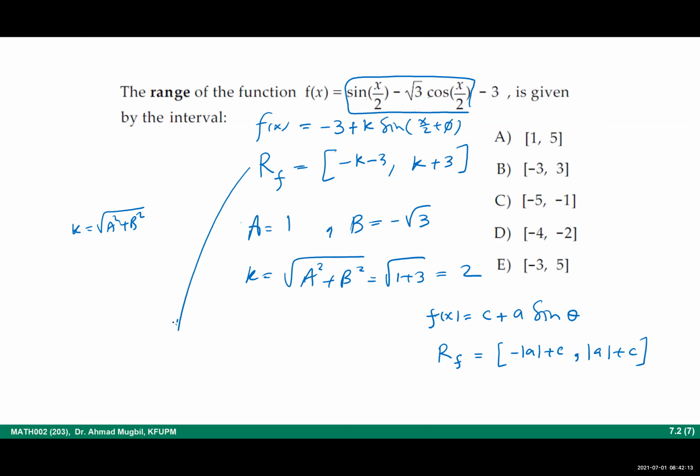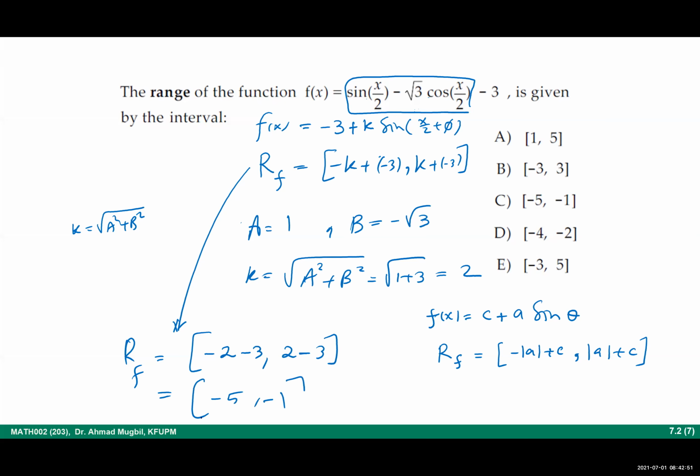So now you will go back here and say that the range of this function is negative K, instead of K, negative 2. Negative 3. But doctor, why is it K plus 3? It is minus, not plus. This is a mistake, of course. Just plus c, ya shabab. It is clear, plus c. So indeed it is K plus negative 3, plus the vertical shift. So this is minus. So we have negative 5 and negative 1. And the answer is C.